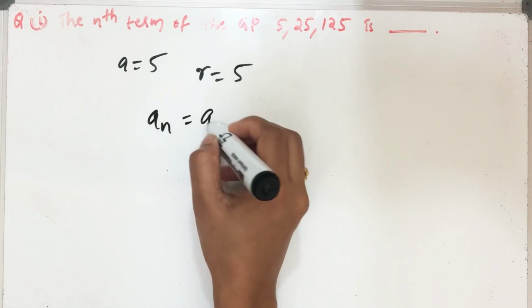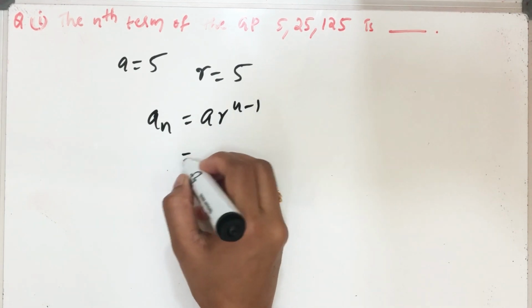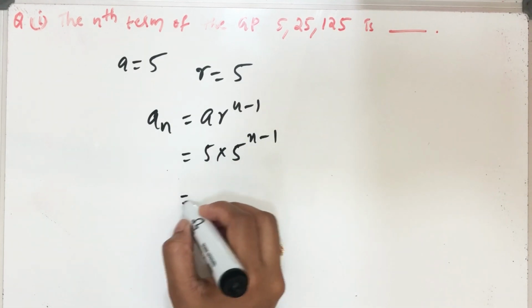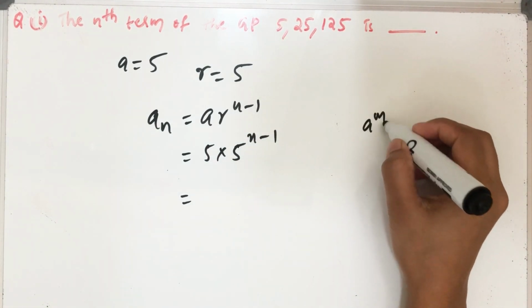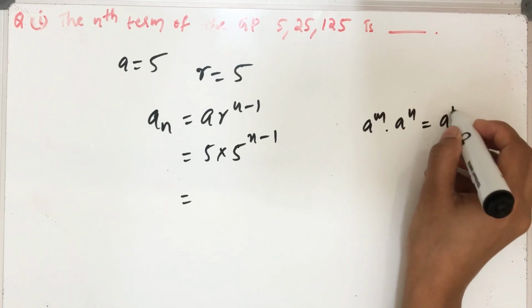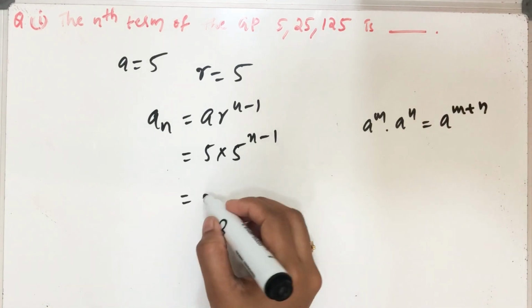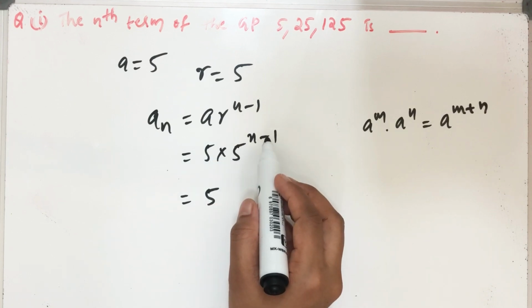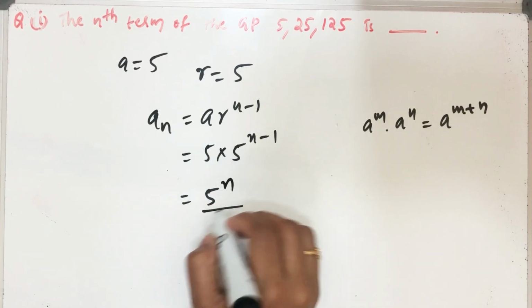So we have to find the nth term. an is equal to a r raised to n minus 1, that is 5 into 5 raised to n minus 1. We know a raised to m into a raised to n is equal to a raised to m plus n. So we can write 5 raised to 1 plus n minus 1, that is n minus 1 plus 1, that is n, 5 raised to n.